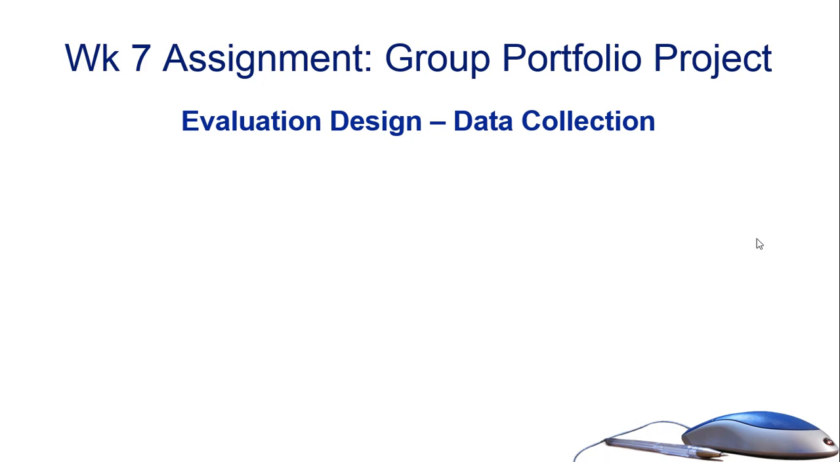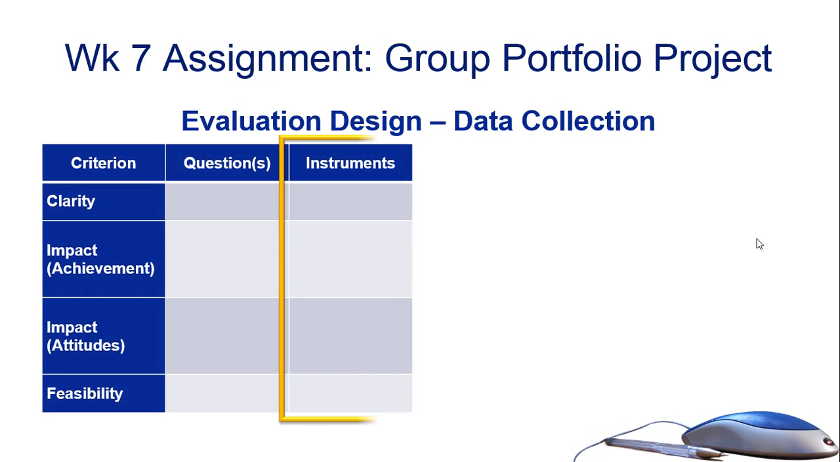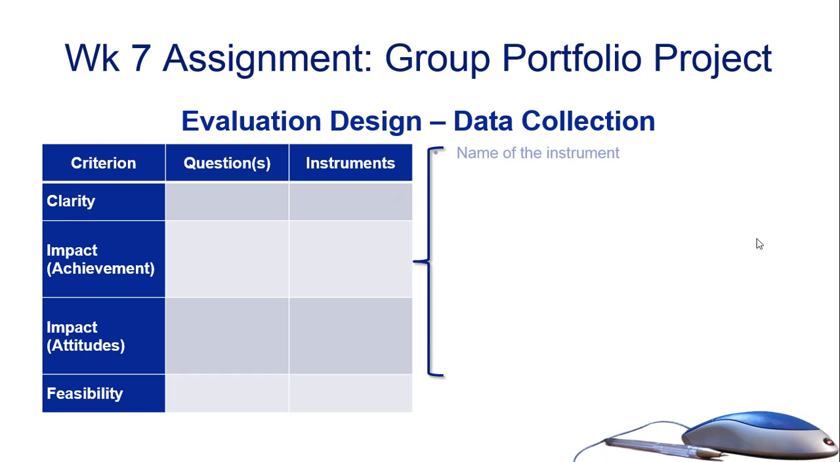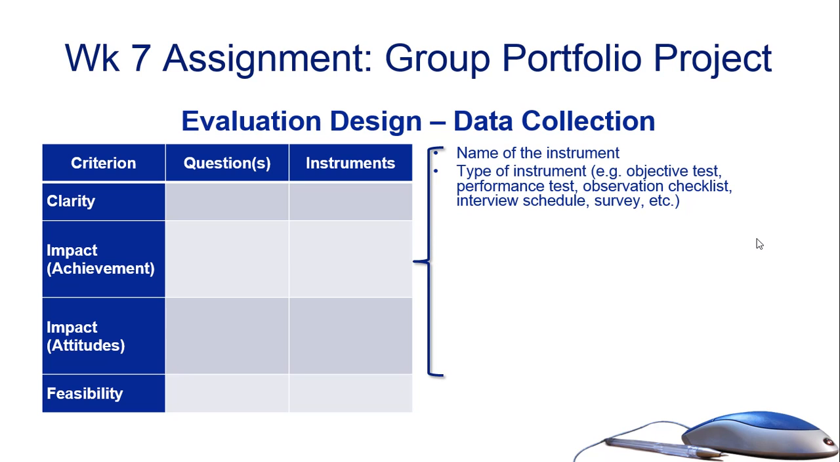Finally, there's a section on data collection. And in this section, you will describe in detail the instruments that you said you were going to use in your questions and instrument summary. So for each one of those instruments that you listed, you will provide the name of the instrument, the type of instrument, the sections if you are going to divide your document into part 1, part 2, and so on. That is only if applicable.